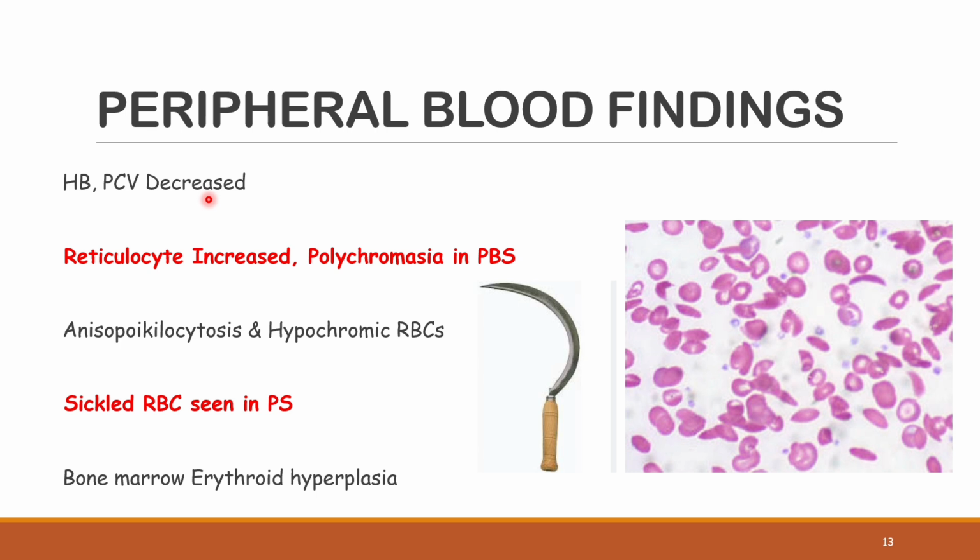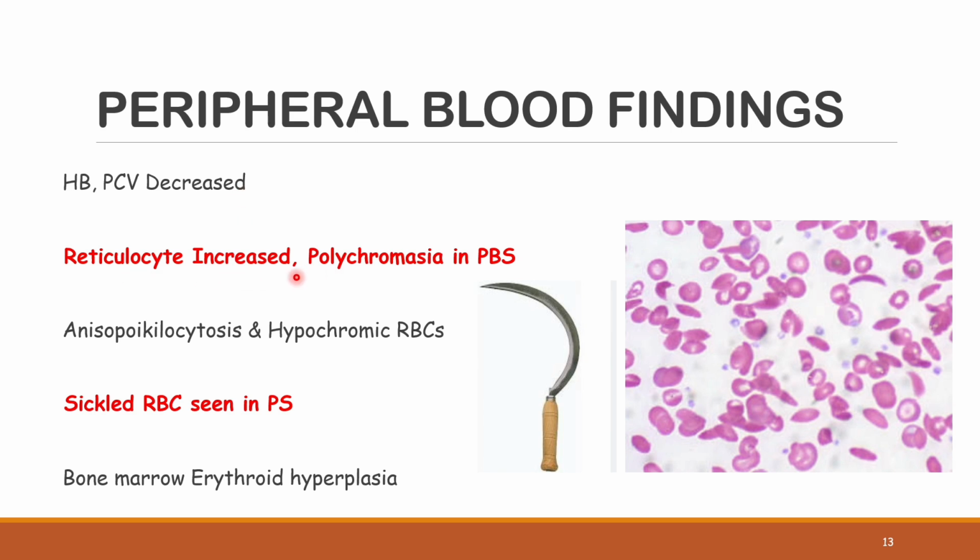Now, which are the laboratory tests for identification of sickle cell anemia? So first you can do the screening test, that is the peripheral blood smear finding, right? And CBC can be done initially. So in a CBC, complete blood count, the hemoglobin level and packed cell volume will be decreased.